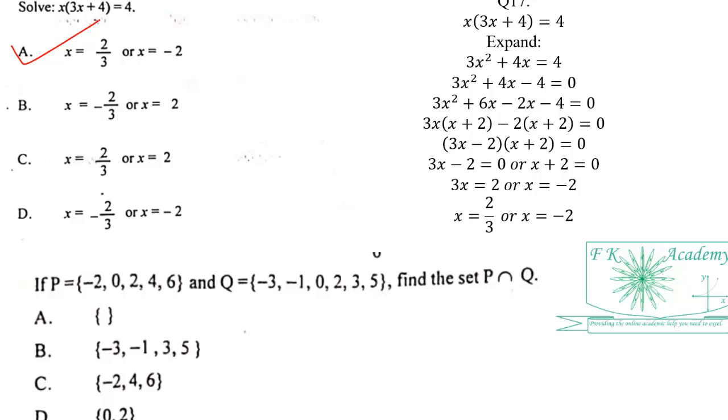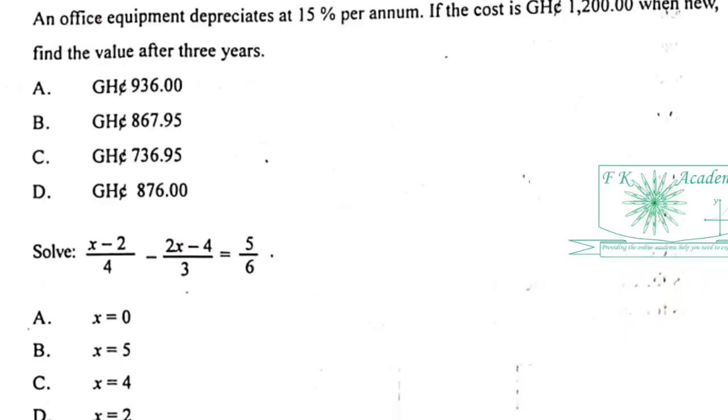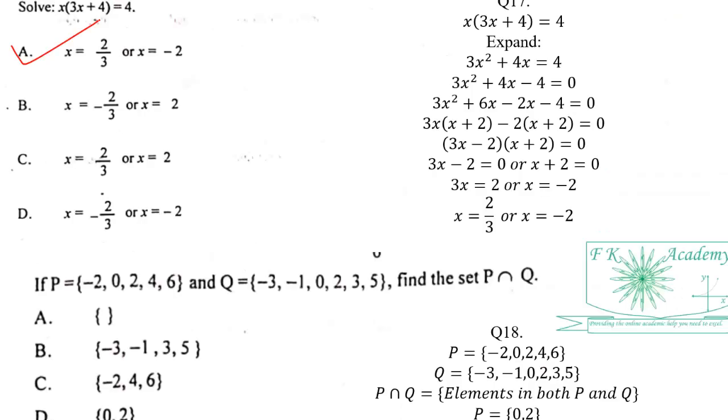If P is a set with elements -2, 0, 2, 4, 6, and Q is a set with elements -3, -1, 0, 2, 3, 5, find the set P intersection Q. So P intersection Q are elements in both P and Q, which is {0, 2}.